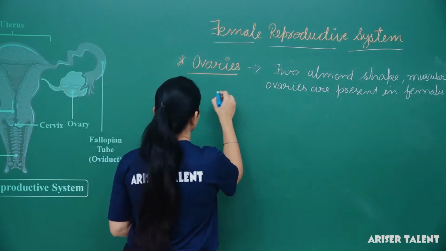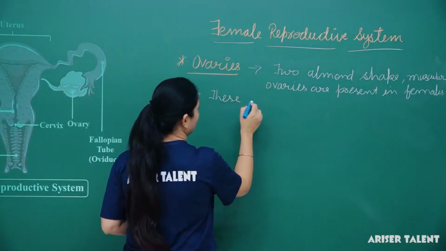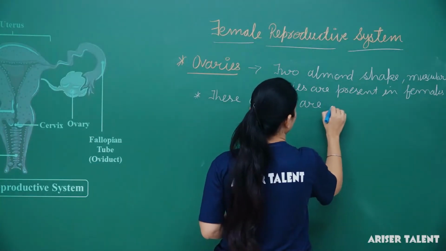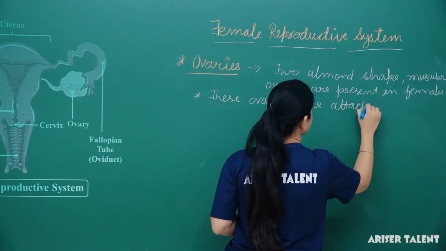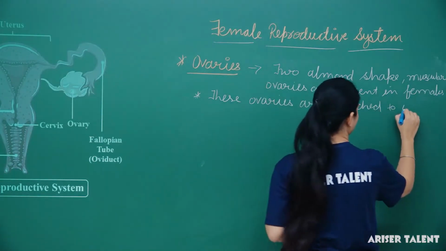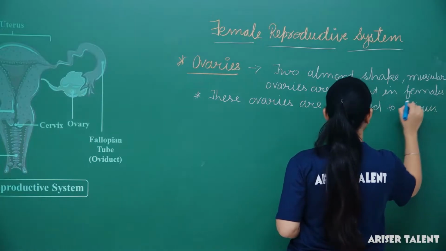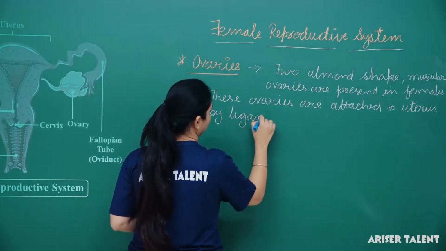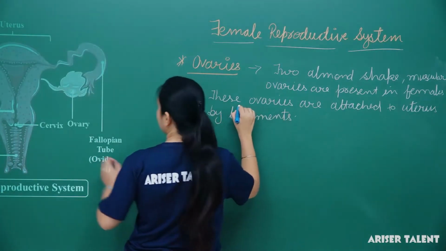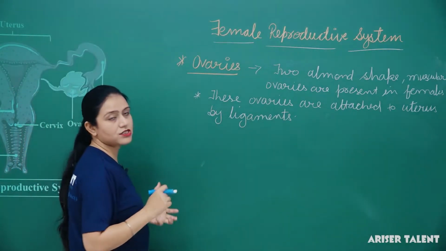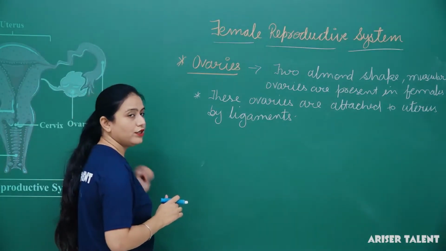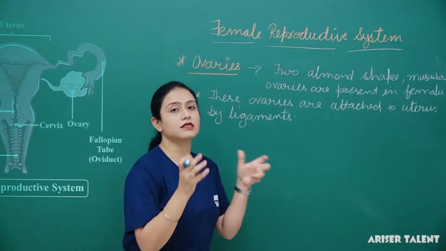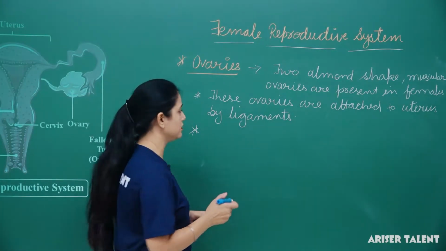These ovaries are attached to the uterus by ligaments. Here we can see the ligaments. So these ligaments attach the ovaries to the uterus.